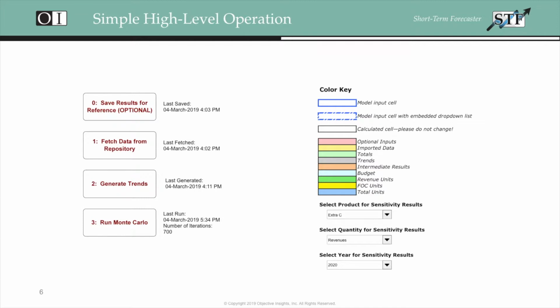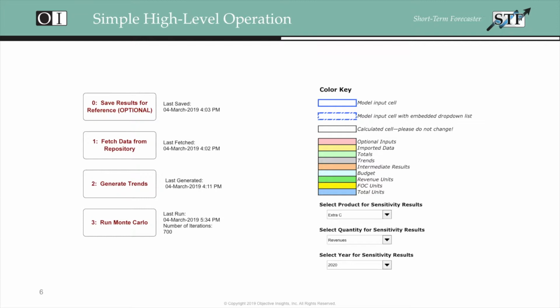Here we have a representation of one of the tabs in the short-term forecaster model, and there are four basic buttons that can be operated to run this model: 0, 1, 2, and 3. Button 0 is optional, and what it does is save a few of the results from the last forecast to compare with the new forecast to see what's changed. But most of the time, just buttons 1 and 2 will be used.